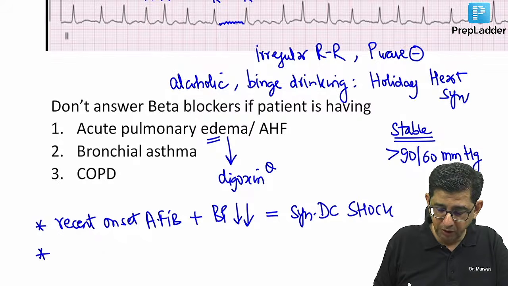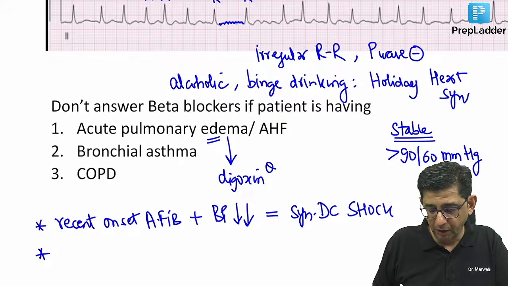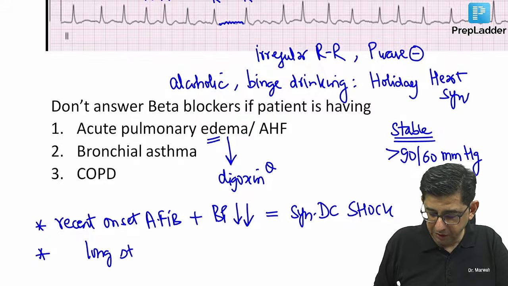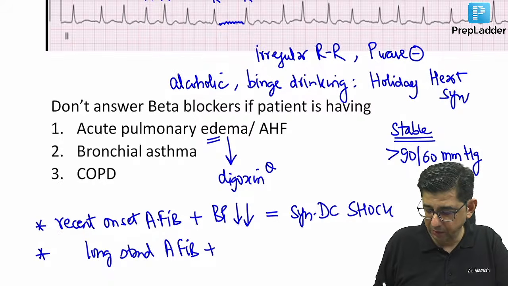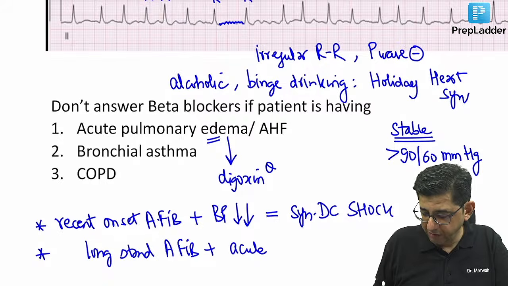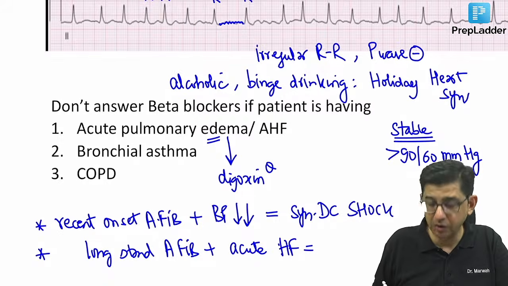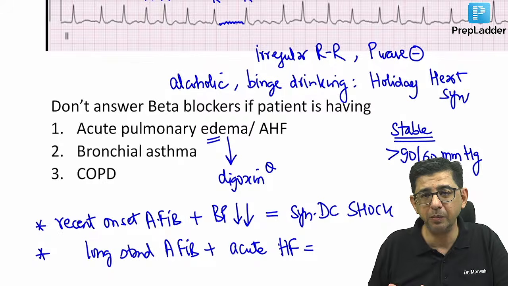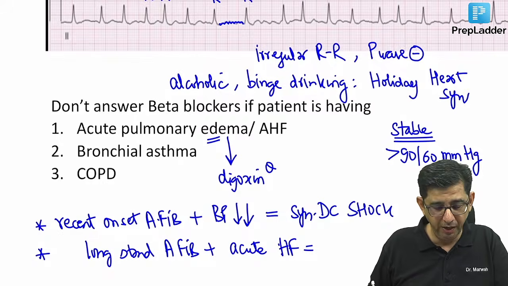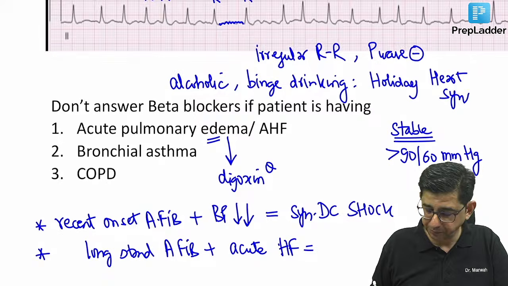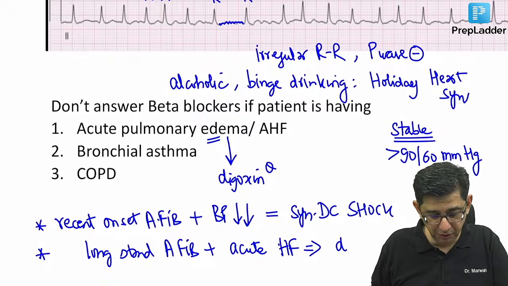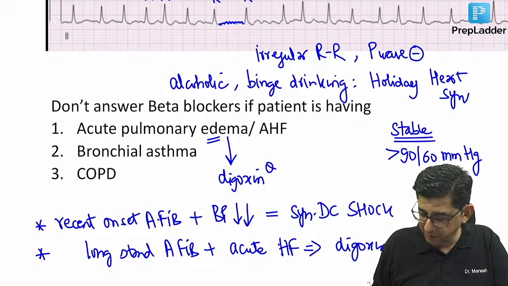In NEET PG, what he said was that this was a long-standing atrial fibrillation in a patient, like the person is having cardiomyopathy, and then he said the person has gone into acute heart failure as well. And he said, what is the initial treatment to be given? The blood pressure of the patient was pretty decent. Then in these circumstances, we will be giving digoxin for this particular patient.